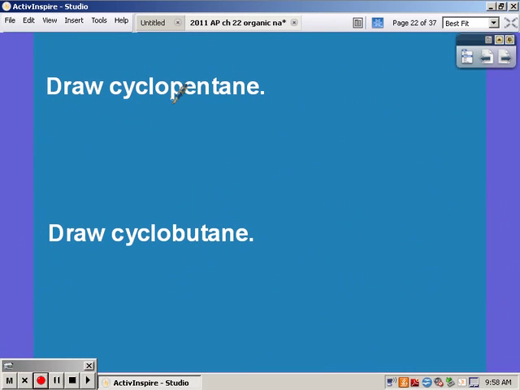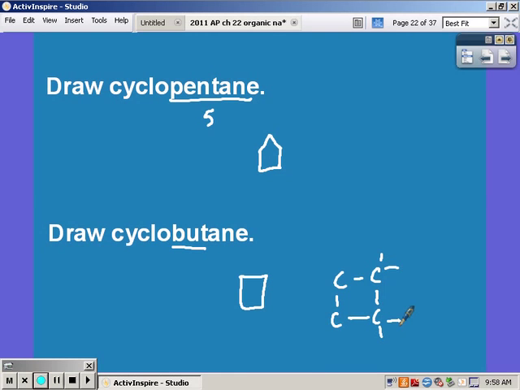Cyclopentane, pent is 5 carbons. Cyclo tells us that it should have its ends closed. So the 5-sided shape is a pentagon. So you can draw it that way. Cyclobutane would just be a square. The alternative way of drawing it would be to draw the carbons and your hydrogens like so. Either way will be acceptable.